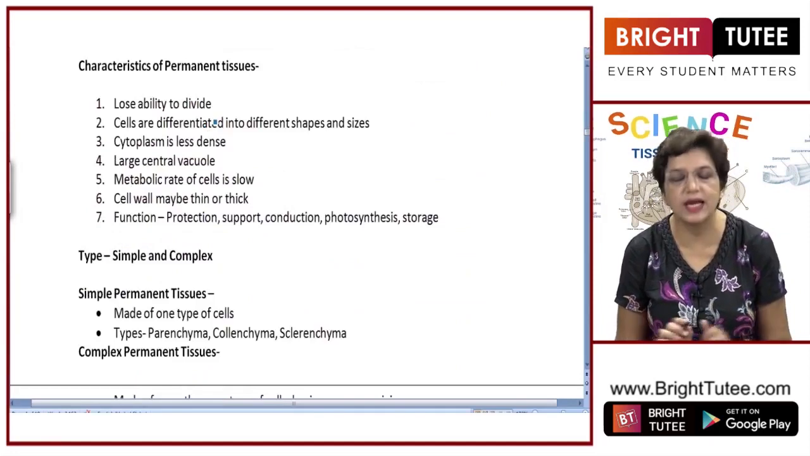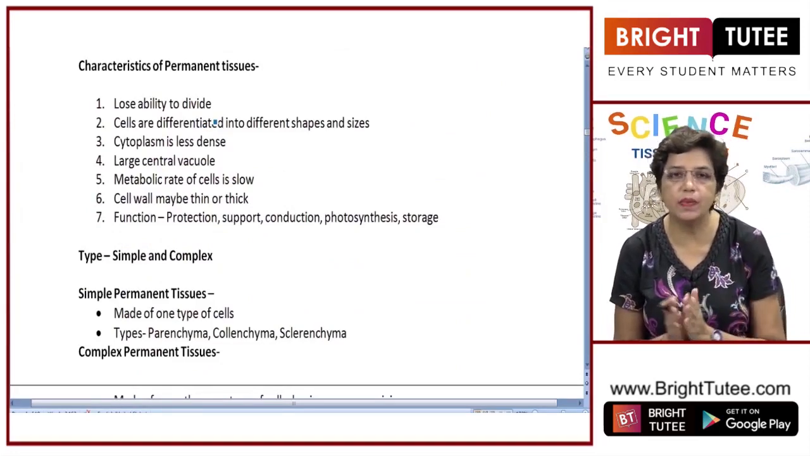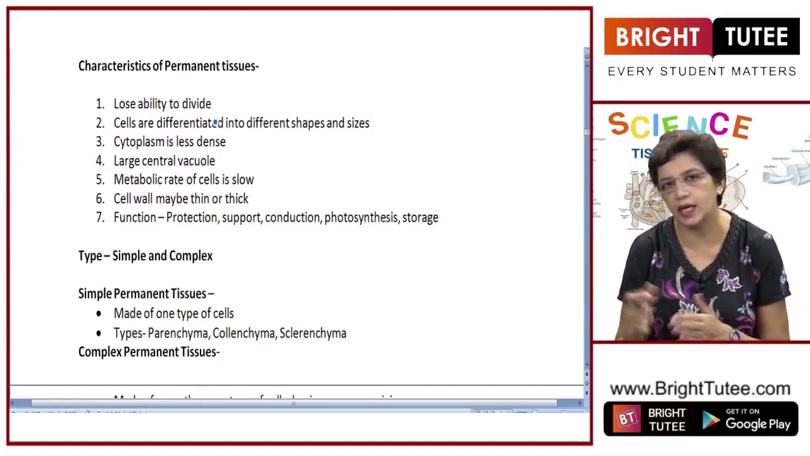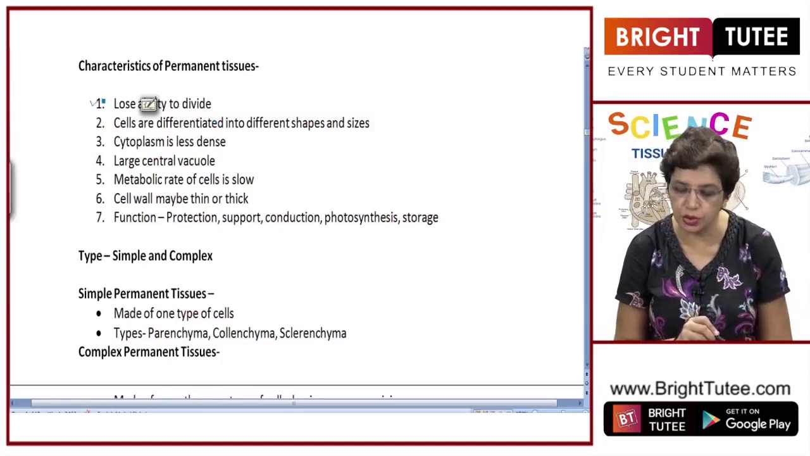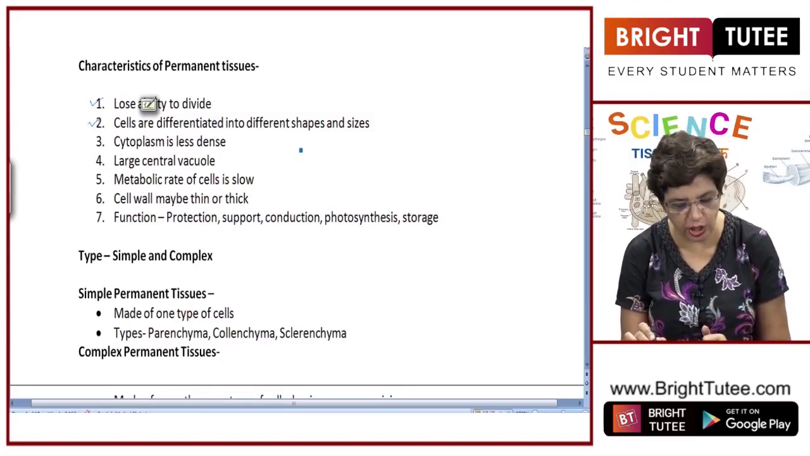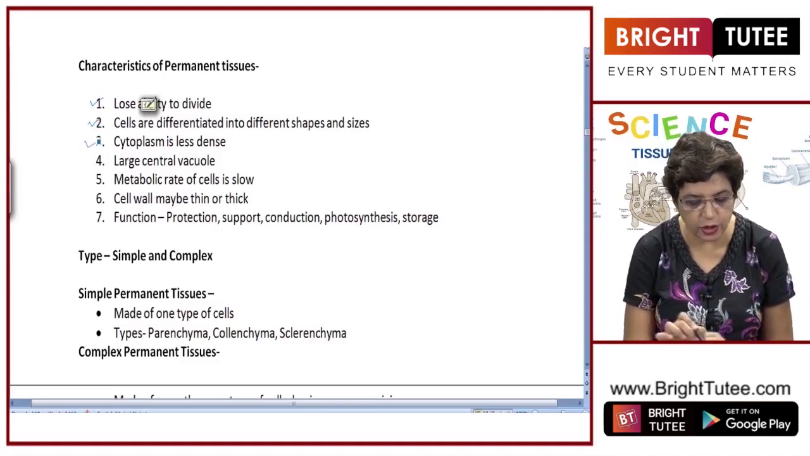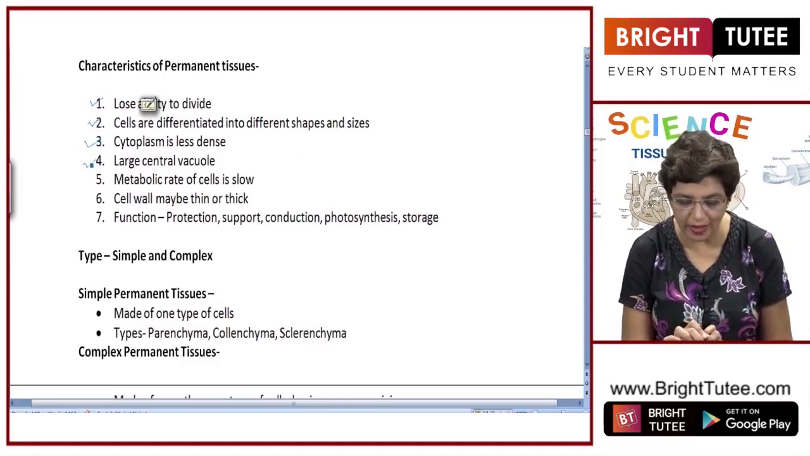Now, let us understand the characteristics of permanent tissue. By this, you will be able to differentiate between meristematic and permanent tissue. Permanent tissues lose the ability to divide. Cells are differentiated into different shapes and sizes. The cytoplasm is less dense. They have a large central vacuole for storage.